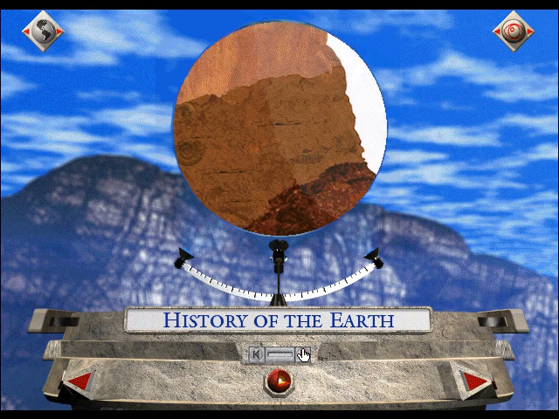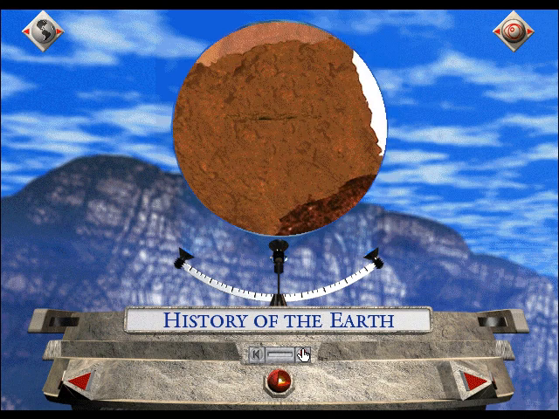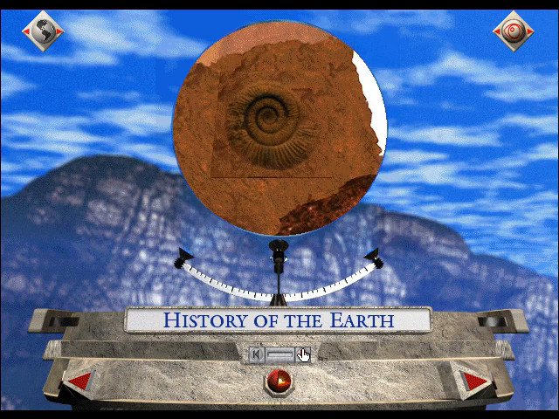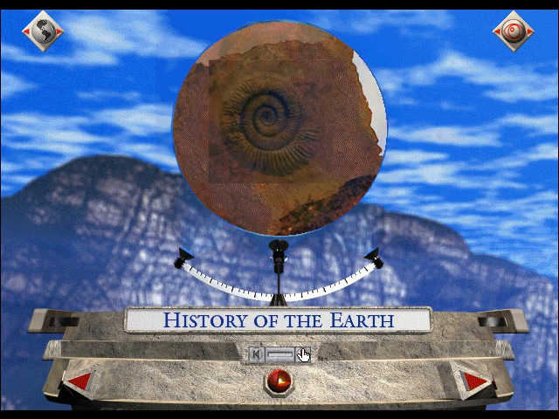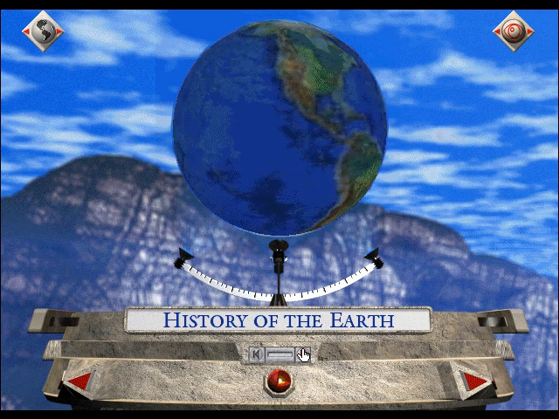To find out a rock's age, geologists study any fossils it contains. For example, this type of ammonite was common about 200 million years ago, so the rock must have formed at that time. In this way, fossils give vital information about the Earth's past.